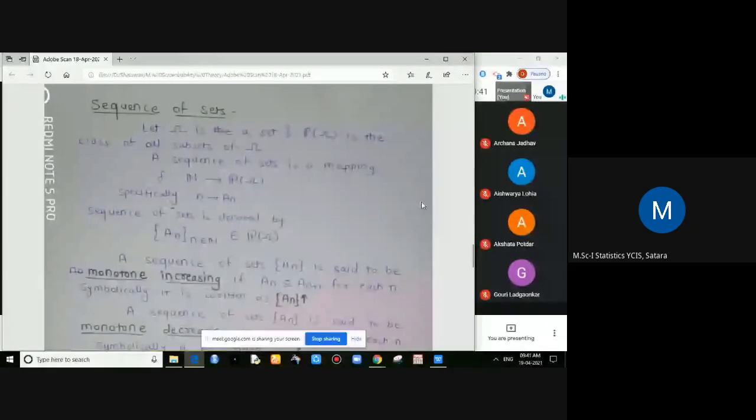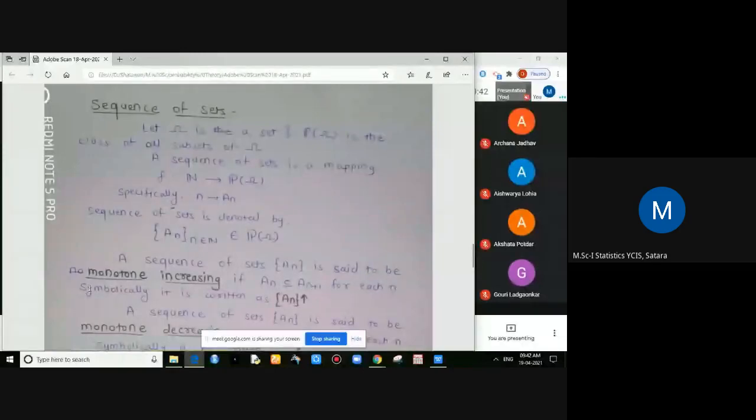And specifically, monotone increasing means that a sequence of sets A n is said to be monotone increasing if A n is a subset of A n plus 1 for each n.